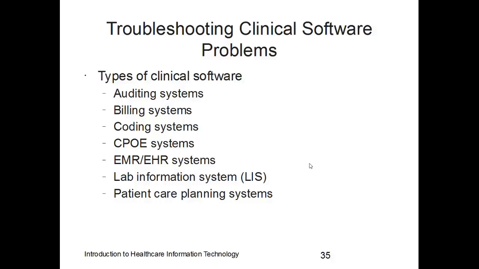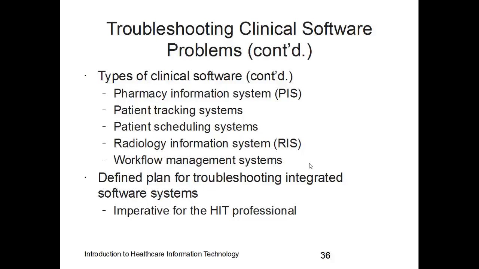There are a variety of different kinds of clinical software, including auditing systems, billing systems, coding, CPOEs, electronic medical record or electronic health record systems, lab information systems, patient care planning systems, pharmacy information systems, patient tracking, patient scheduling, radiology information, and workflow management. And there must be a defined plan for troubleshooting any software system that is integrated. So this is imperative for the healthcare IT professional.